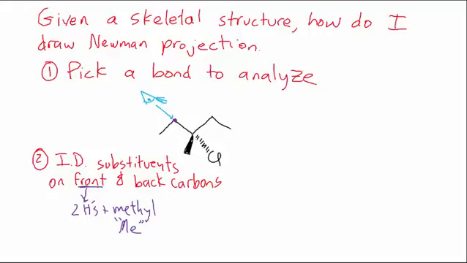Mainly because I'm a narcissist, but also because it takes a slightly shorter amount of time to write Me than it does to write CH3. So whenever you see Me, that means methyl. So yeah, this front carbon is bonded to 2 hydrogens and a methyl group.